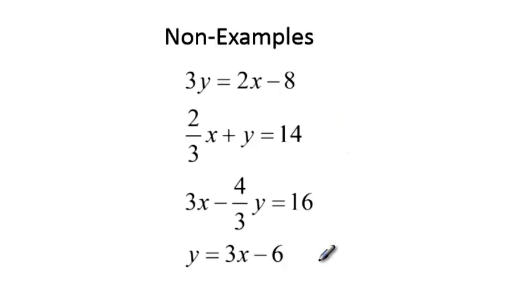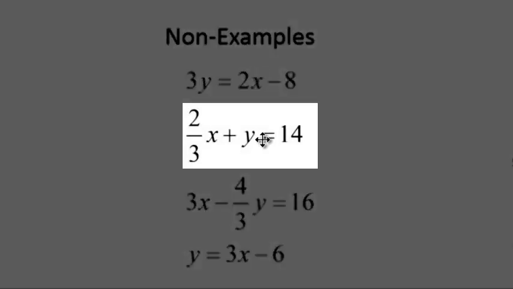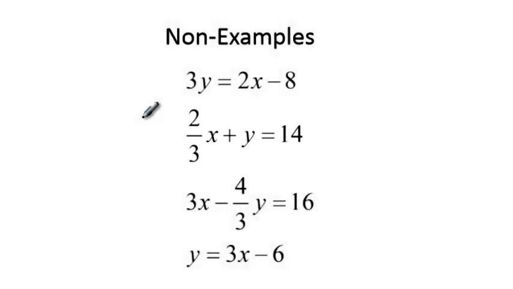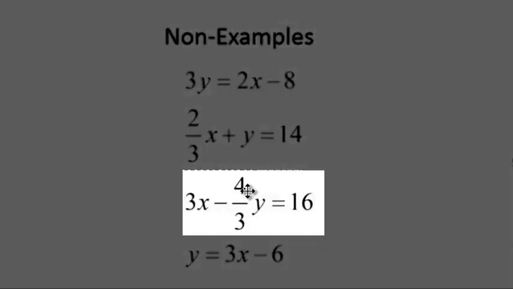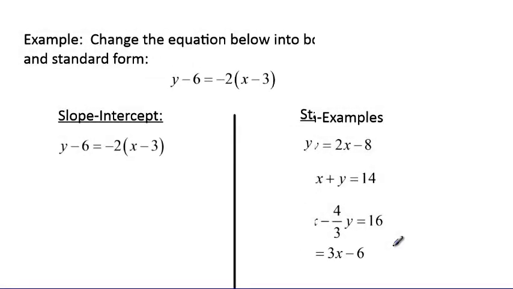Over on the right there are non-examples, and you can see that in each of these there's some reason why it's not standard form. In this first one, as an example, it's not standard form because the x and the y terms aren't together on the left side. So that the y is over here, but the x is over here on the right. This one's a non-example because the a number is not an integer. It's a fraction. It's a rational number. This one for the same reason. And then this last one is slope-intercept form.